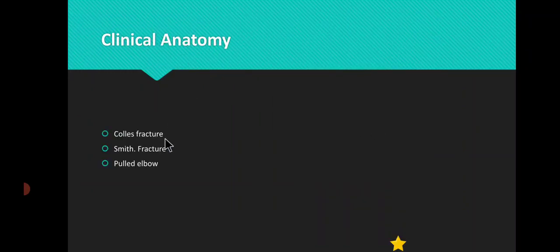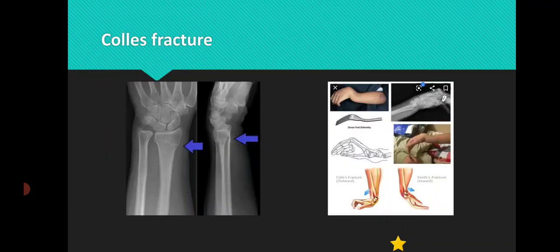Now clinical anatomy, we are going to see the following things. First is the Colles fracture. So what is a Colles fracture? It is a fracture of the distal forearm in which the broken end of the radius is bent backward. It occurs when a patient falls on an outstretched hand. If the patient falls on an inward hand, then the Smith fracture will occur. So when a patient falls on an outstretched hand, there is the Colles fracture.